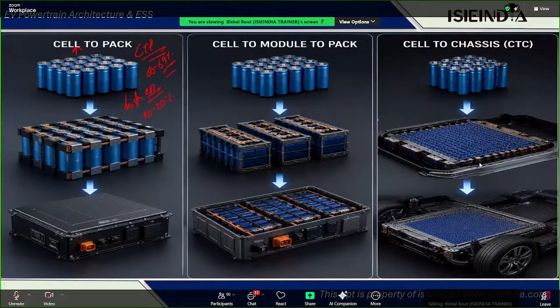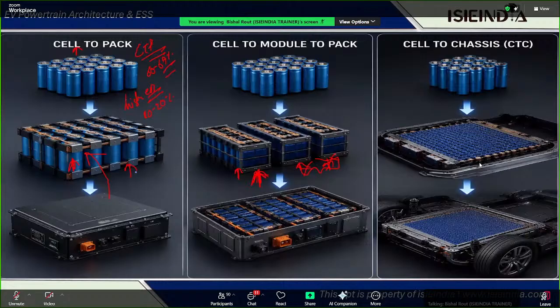Then second, the serviceability will be reduced. In the traditional pack, in the cell-to-module approach, let us suppose this module is damaged, and these two are okay. We can go and check only this particular module. We don't have to disconnect the other modules, right? But here, if this cell is damaged, we have to take out the whole battery pack, remove all the spot welding, and serviceability is more expensive in this approach.